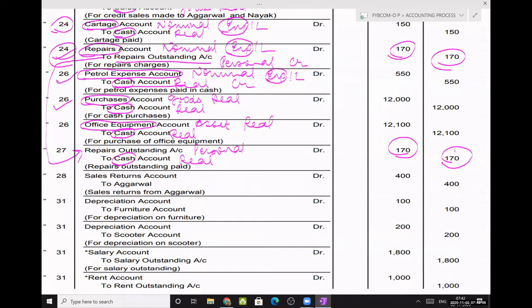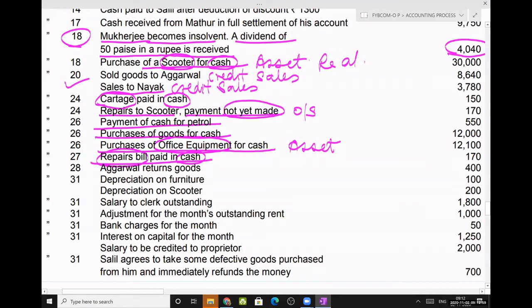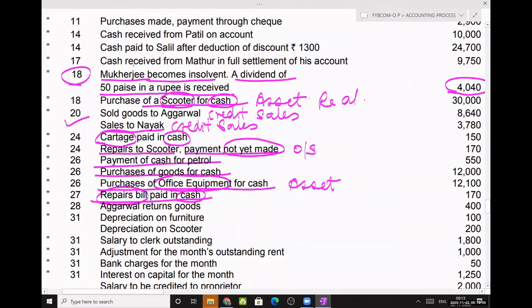On 24th there was an outstanding repair bill which you paid on 27th. So outstanding repair is a personal account, debit the receiver. Okay. The last thing that I have discussed with you was these repair bills. Just look at that. Yeah, so this is what I have discussed. Repair bill paid in cash.